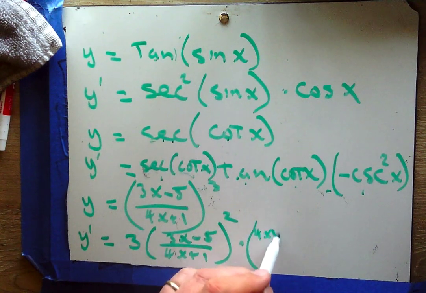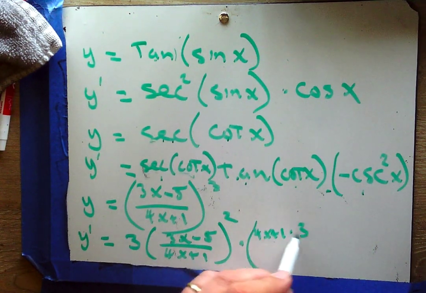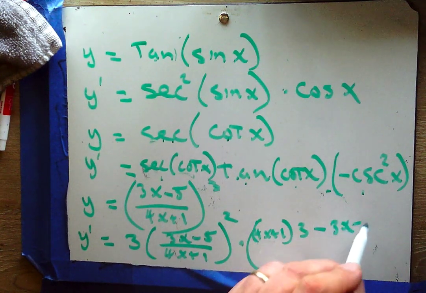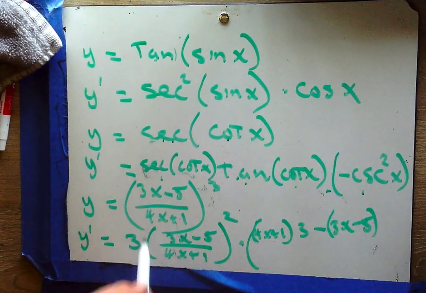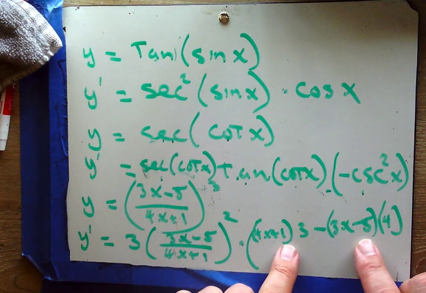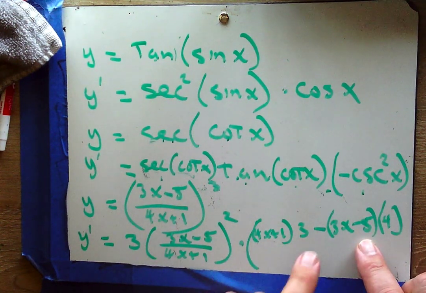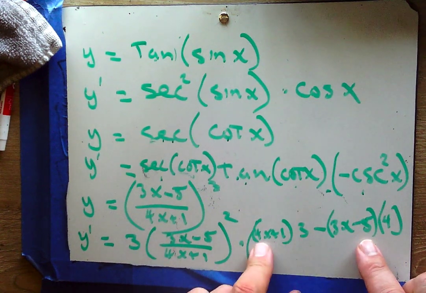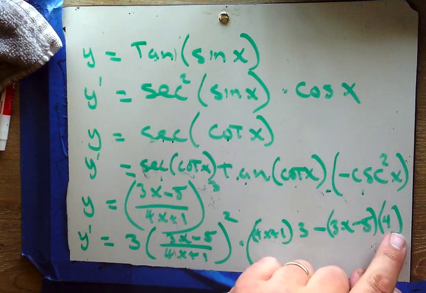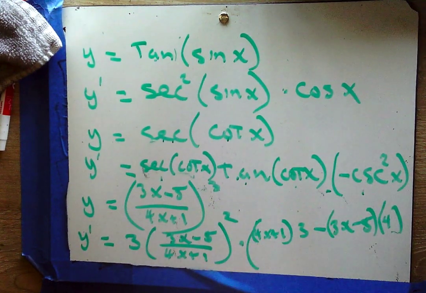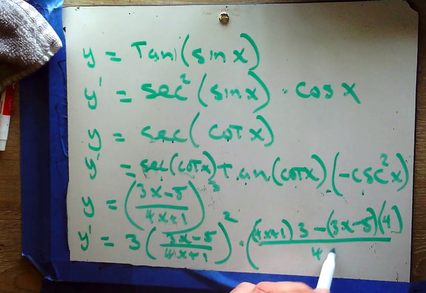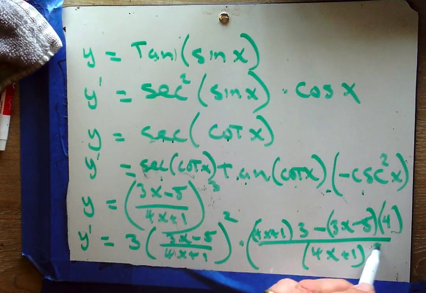Low d high minus high d low. I really will strongly encourage you to embrace parentheses up here because this 3 has to be multiplied to each of those, and this negative has to go to each of those. This 4 has to be distributed in as well. Okay, but remember, we're doing quotient rule, 4x plus 1 squared.